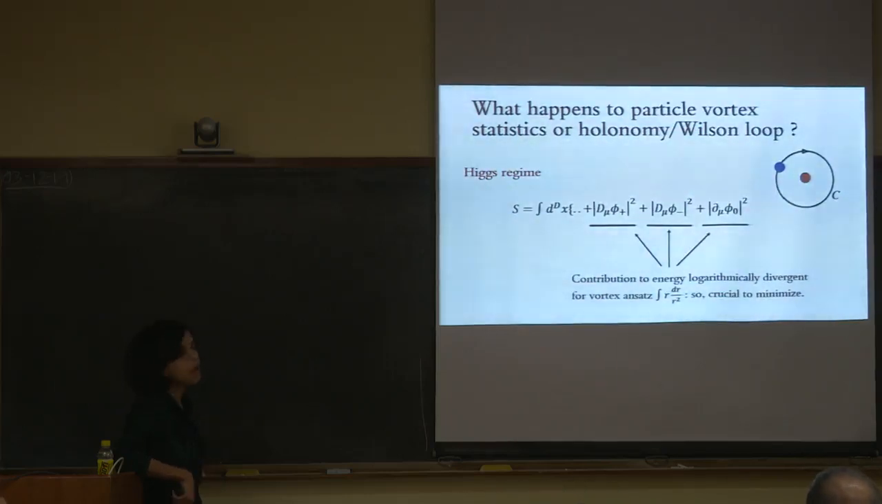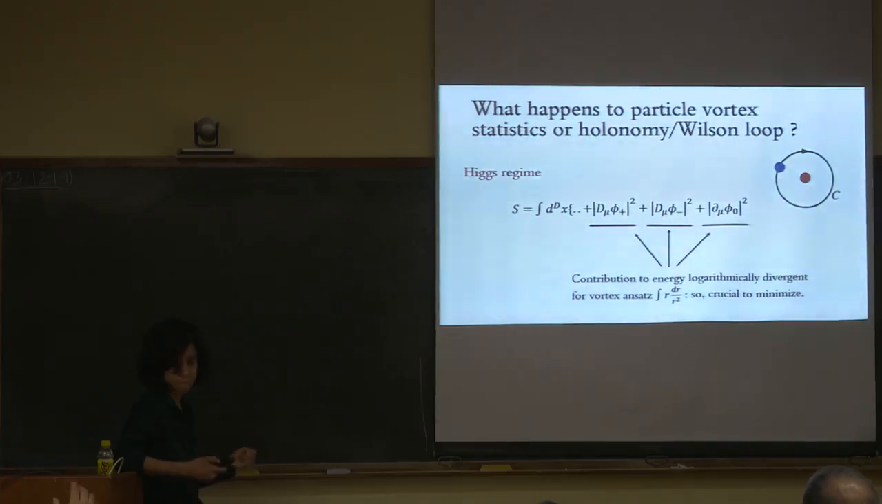So now I want to find out what the holonomy or the Wilson loop is. So I need to know what the gauge field is doing far away from the core of the vortex. So I have to write sort of an effective potential for the gauge field. And the way to do it now is to look at the kinetic terms for the plus and minus fields.